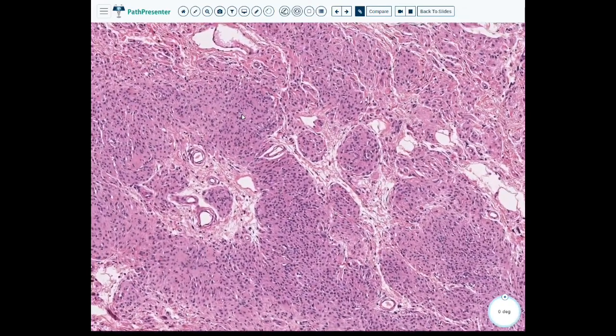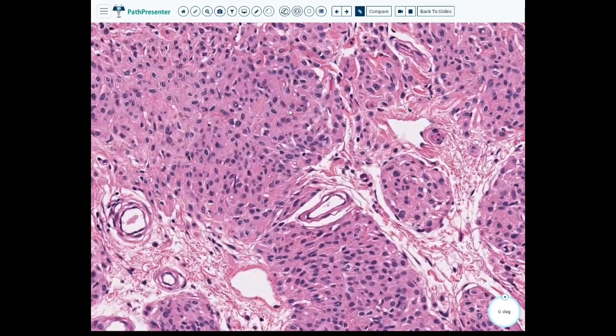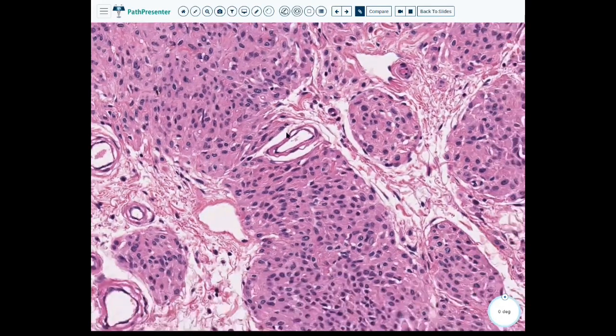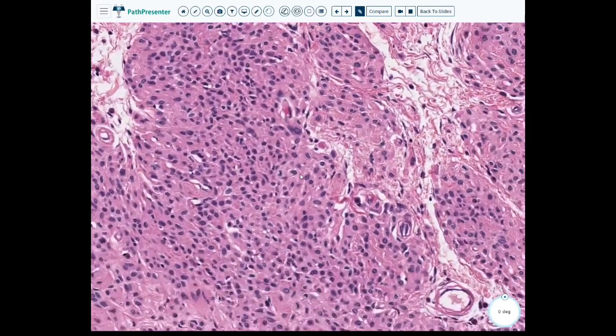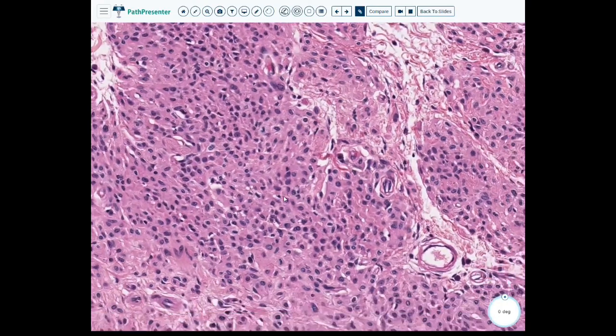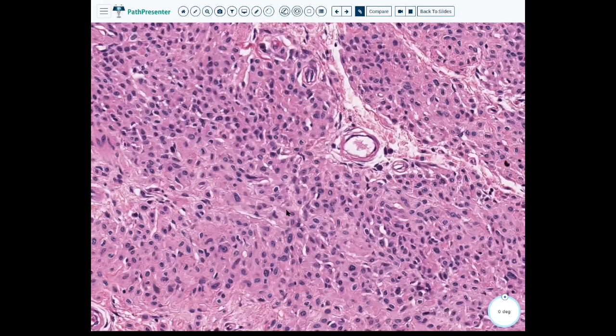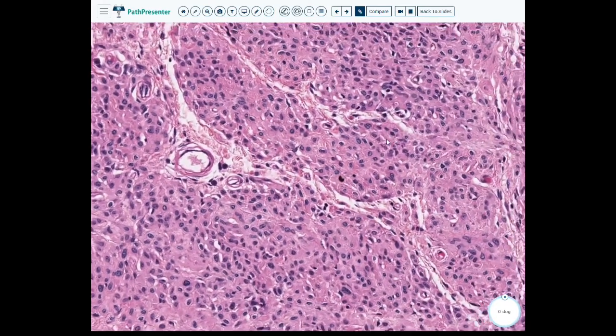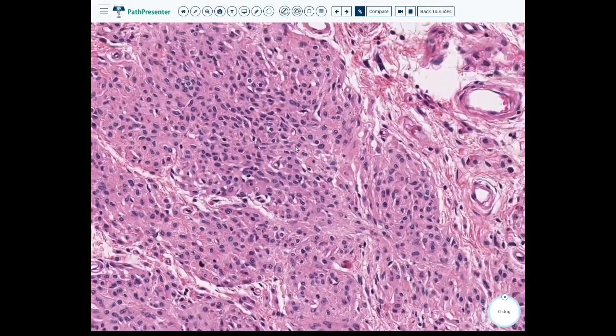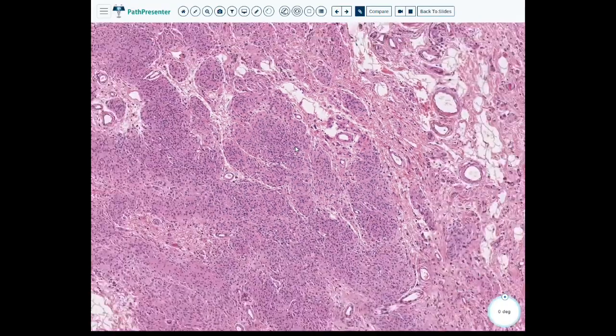Again we're seeing these somewhat spindled, somewhat epithelioid cells. Some of them have nucleoli, like this guy, but they're still pretty bland. There's nobody here that's really scary.